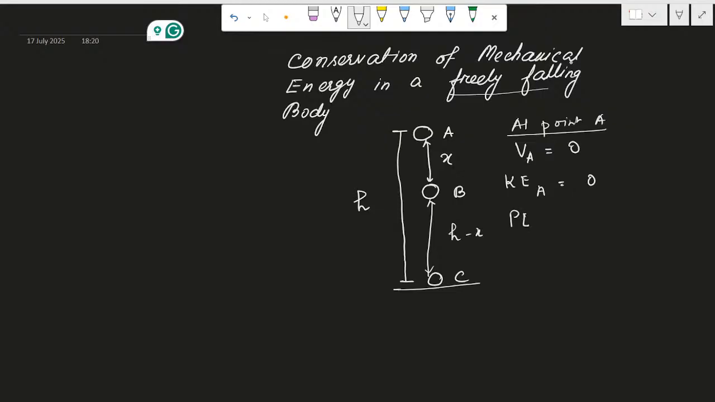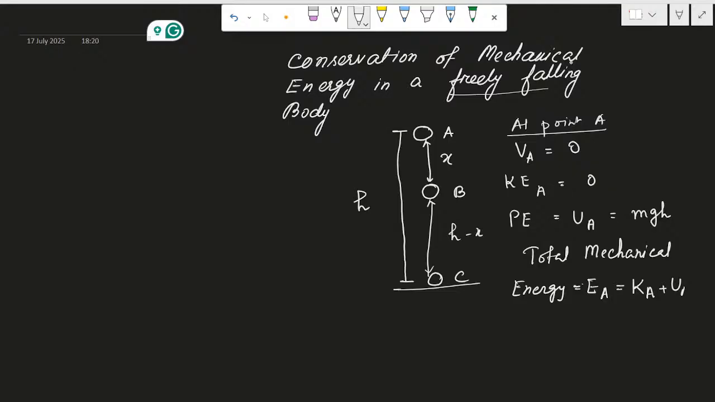Okay, now kinetic energy, naturally, if the velocity is 0 it means kinetic energy at A will be 0, and potential energy in that case, U at A, is the highest value, so mgh, because it is h height. So the total mechanical energy is equal to EA, that means total energy at point A, that is KA, kinetic energy at point A, plus UA, which is equal to mgh, because KA is 0.